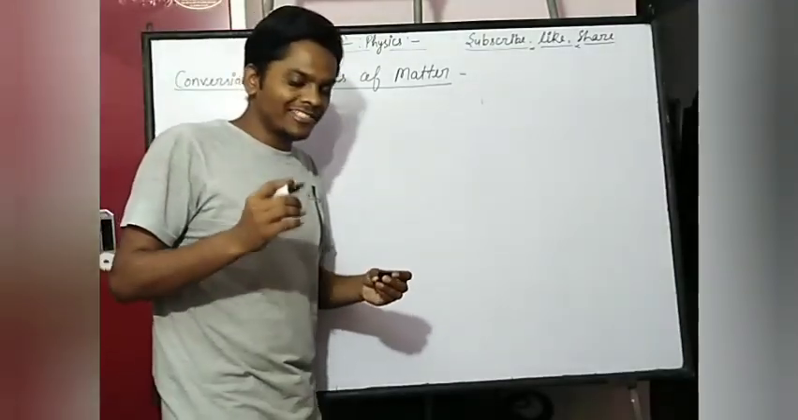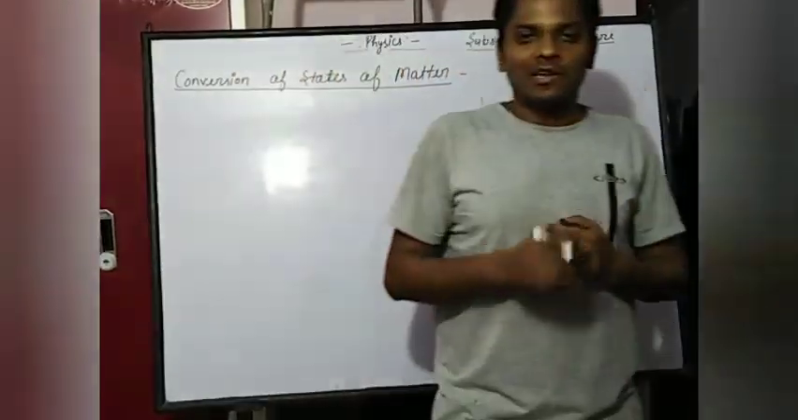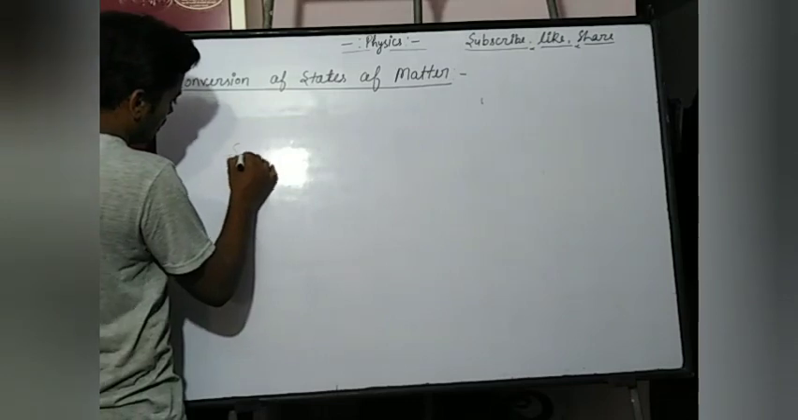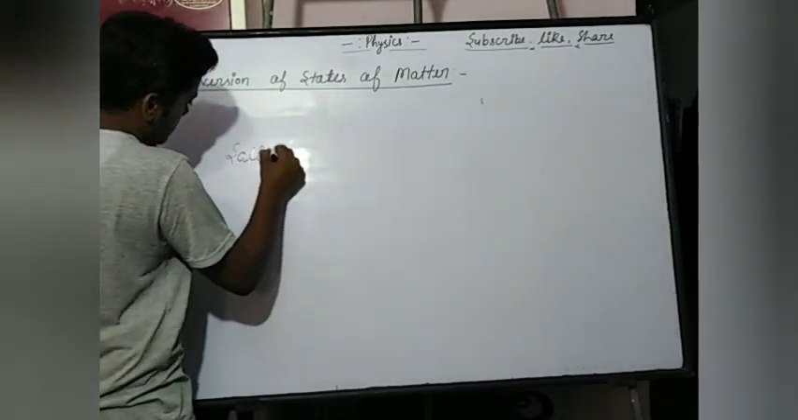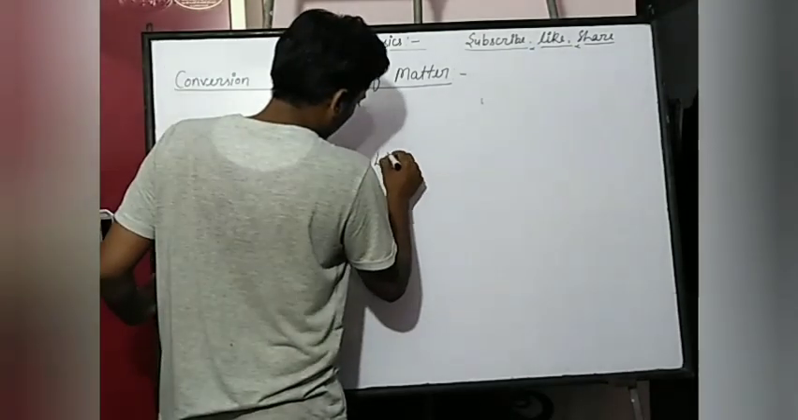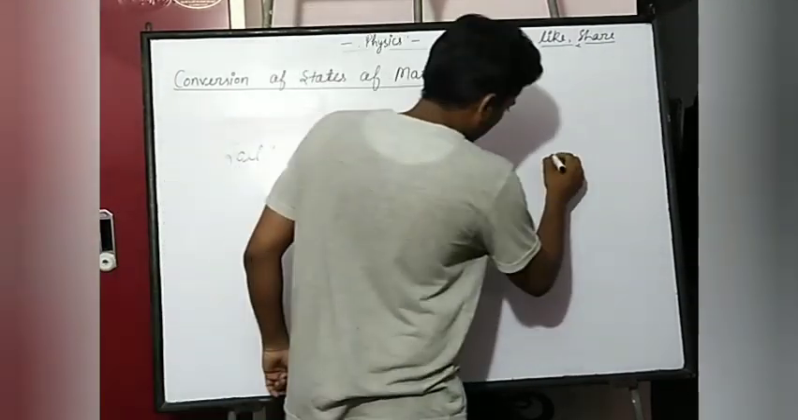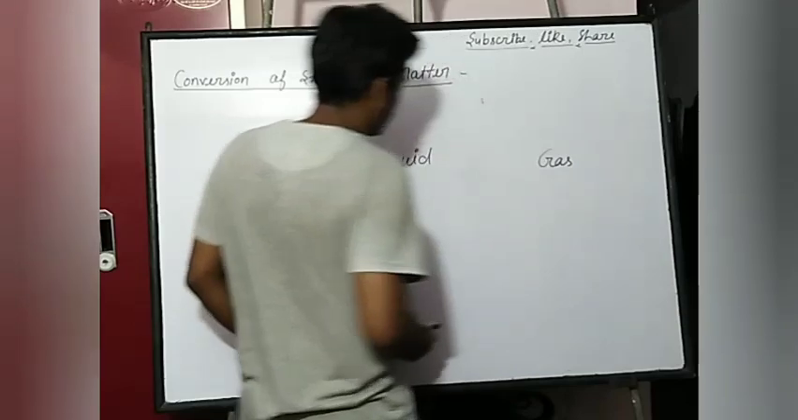So what are the states of matter? Matter is classified into three states: solid, liquid and gas. So the first one is solid, the second one is liquid, and the last one is gas.